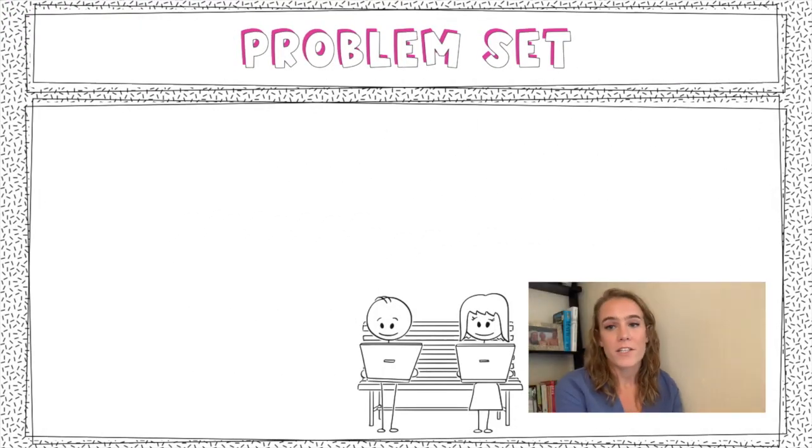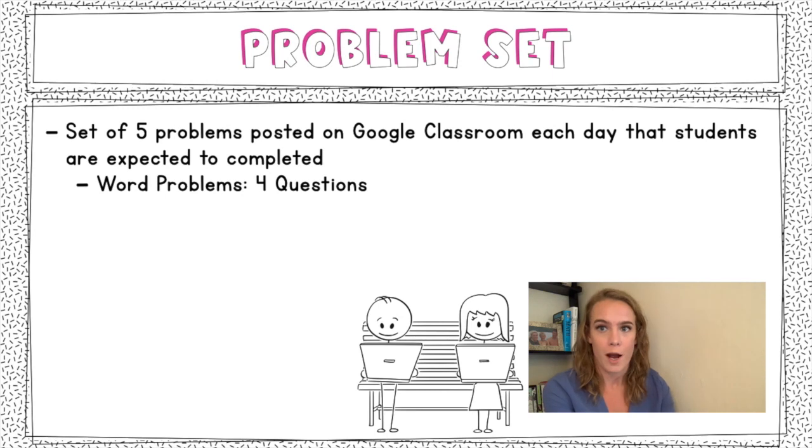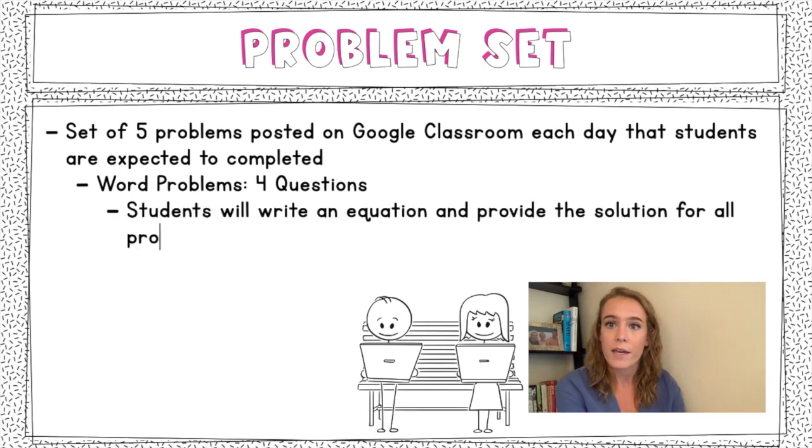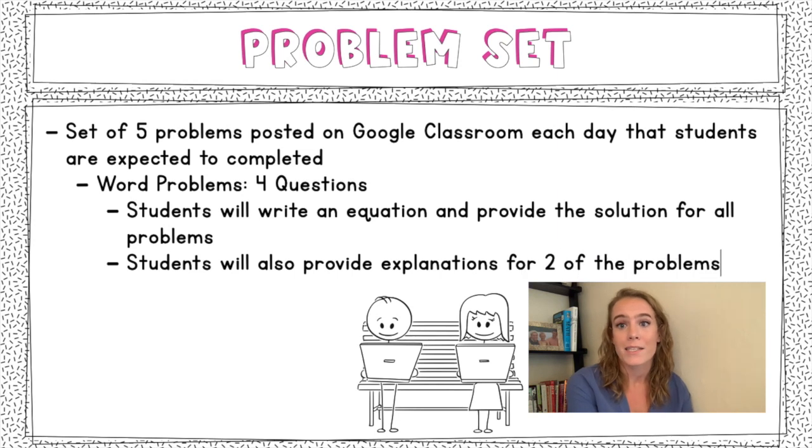Once students have watched their lesson video and completed taking notes, they'll move on to their problem set. A problem set is a set of 5 problems that students will be expected to complete every day. In these problem sets, there will be 4 word problems. For all 4 word problems, students will be required to write an equation and find a solution. But in addition, for 2 of those problems, students will also be asked to provide an explanation to demonstrate how they got their solution and why they chose the equation that they did.